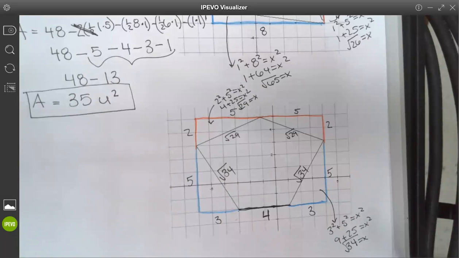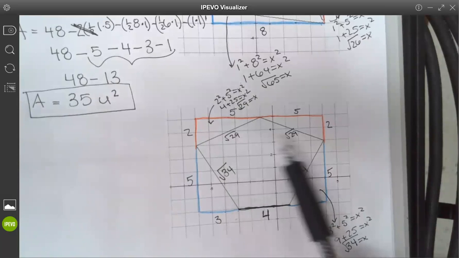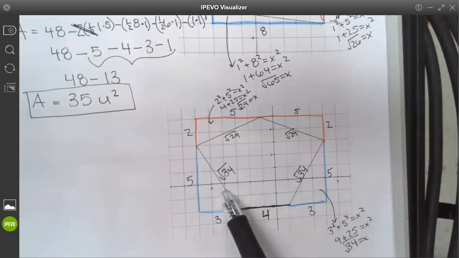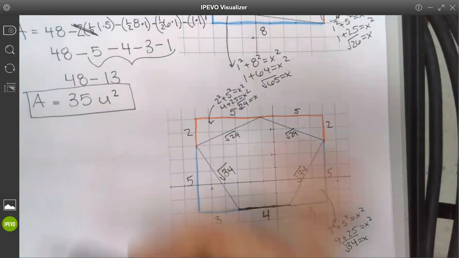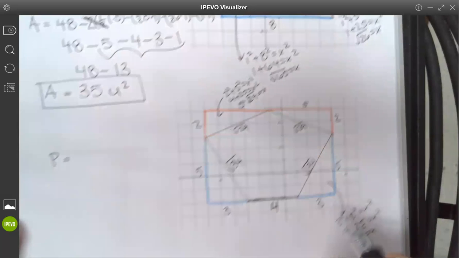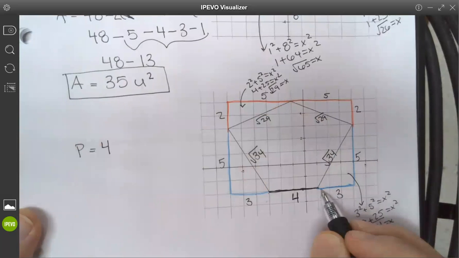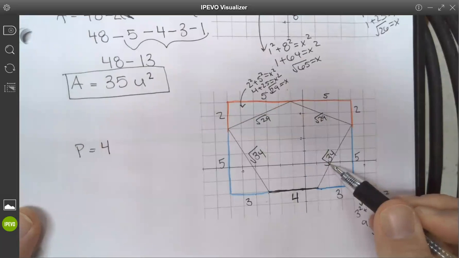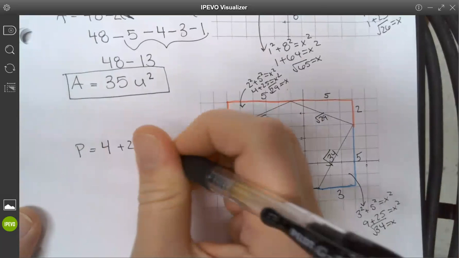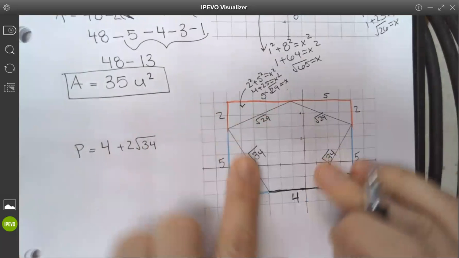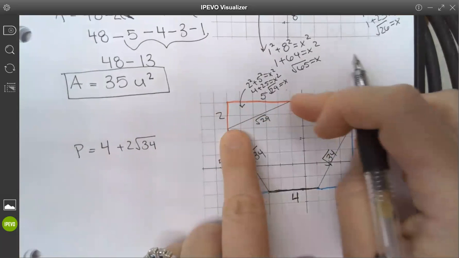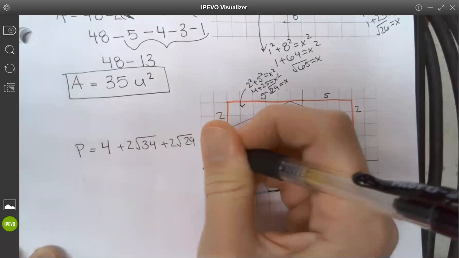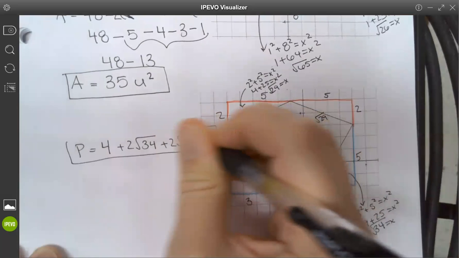Okay, see how you did? I got square root of 29 here. Same here. Square root of 34. Same there. Okay. So then for the perimeter, I don't want to forget this, so I'm going to write it first. I have 4 units on the bottom. And then adding all of this up, how many square roots of 34 do I have? 2. So I'm just going to write that. I have 2 sides that are the square root of 34. So I've covered these 2 in here. And then I have 2 sides that are the square root of 29 units. That's my perimeter.